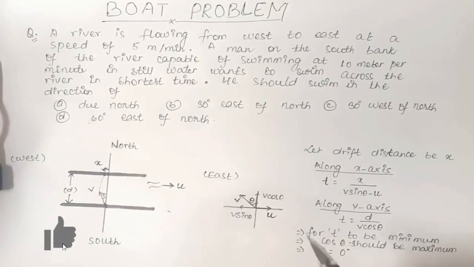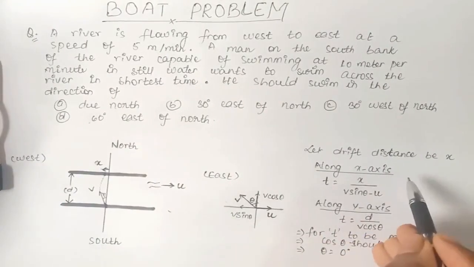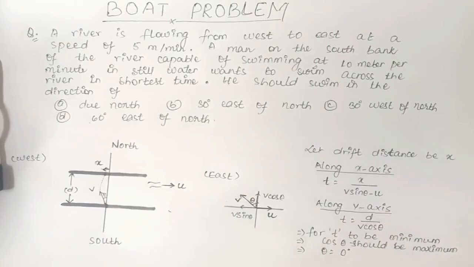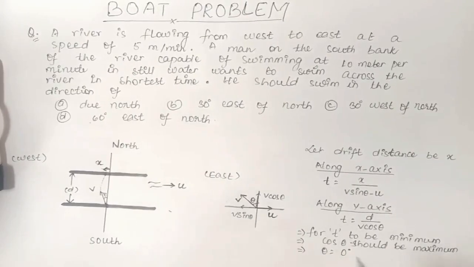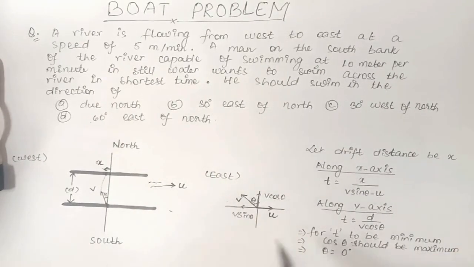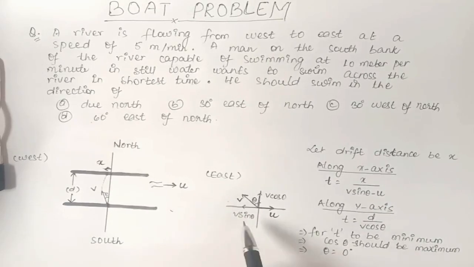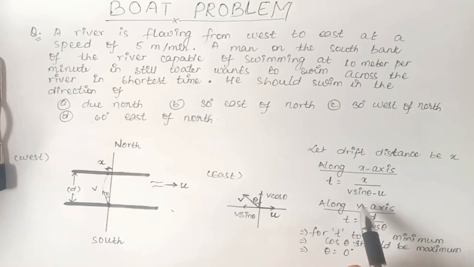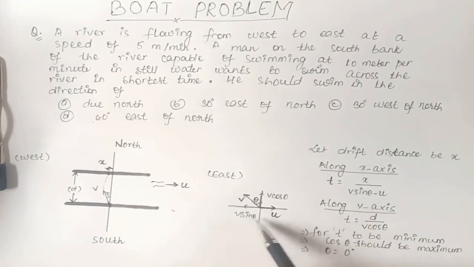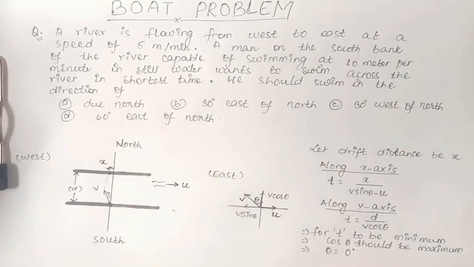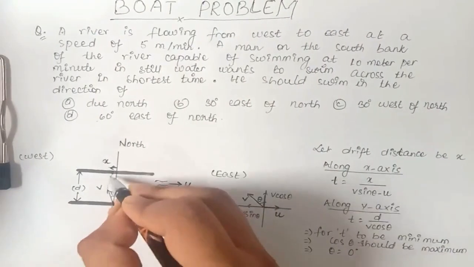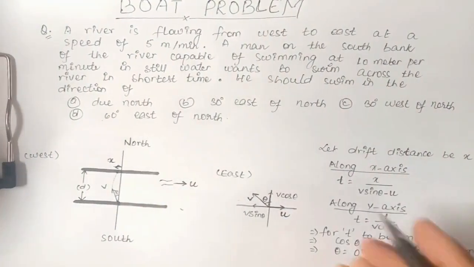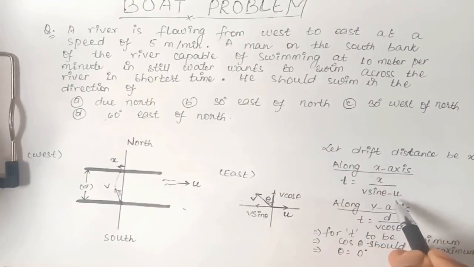Now along the x-axis, what will be the distance covered? The distance covered is x, and what is the velocity along the x-axis? Along the x-axis we can see it is v sin theta and u, and according to the vector addition, both are in different directions, so we have to take the difference of these two vectors. So the time to reach from this point to this point, let it be t. So t equals x by v sin theta minus u.